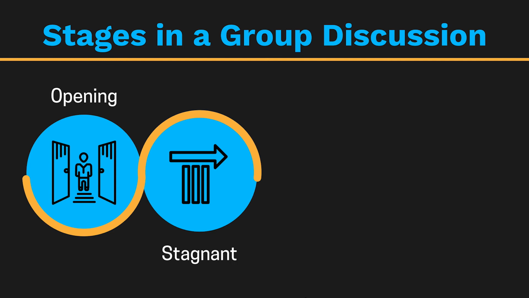Second is when the group discussion becomes stagnant. It tends to whirl around a single point. Typically, this happens when the group has no substantial content to add. The group might not have enough information about the topic, and everyone is just stuck to a single point. This is a common problem in group discussions.